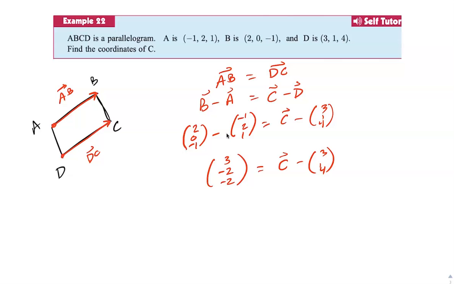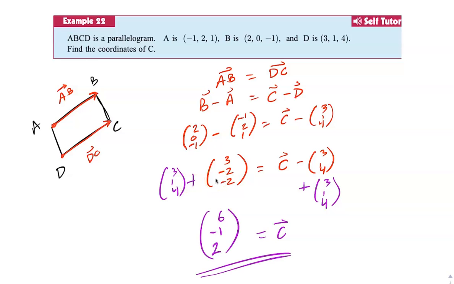So how do we solve it? Just like any other problem: you add the vector 3, 1, 4 to both sides. And then you get your vector C equals 3 plus 3, which is 6, 1 plus -2, which is -1, and then 4 plus 2, which is 6. That'll be the vector C.